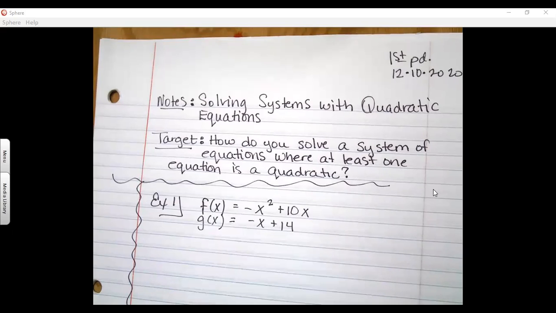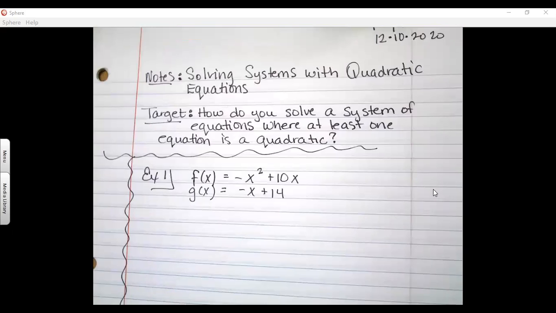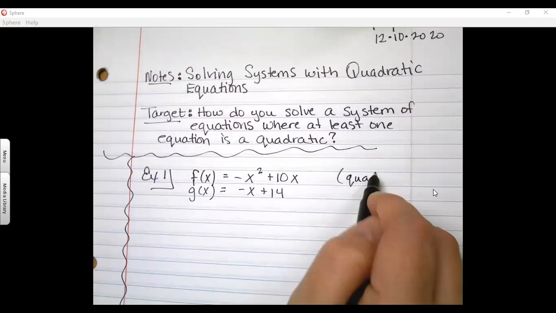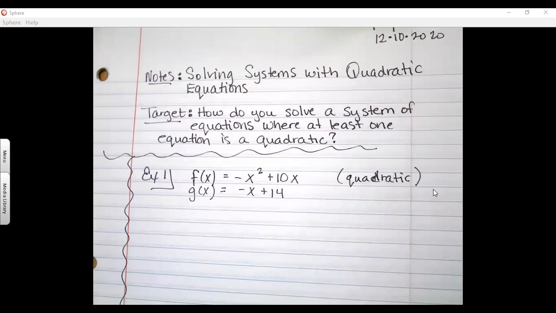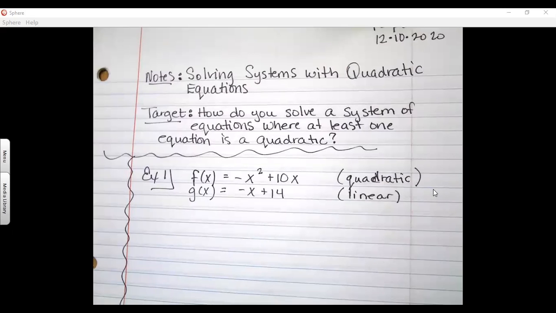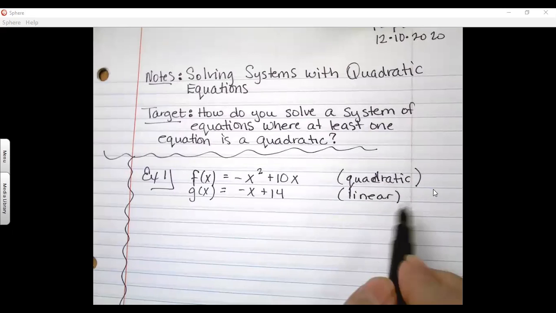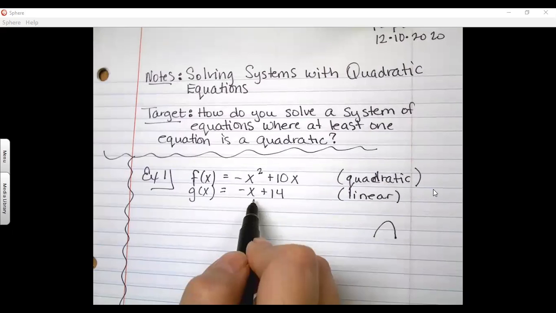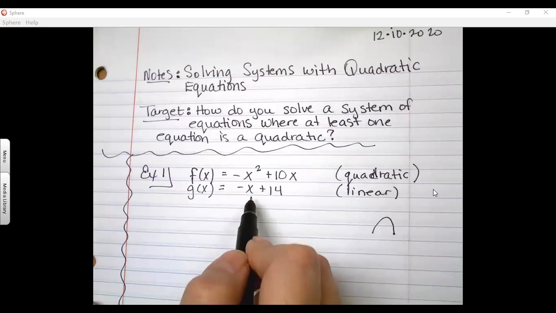So function f, is that linear or quadratic? That's quadratic, right? We know that because its highest degree is 2. And function g is linear, because its highest degree is 1. And I know that the parabola, if I were graphing it, would open down. And this line, would it have a positive slope or a negative slope? Remember, the coefficient of x is your slope, right? It would have a negative slope.